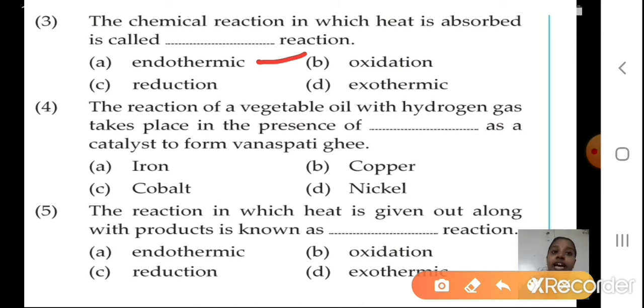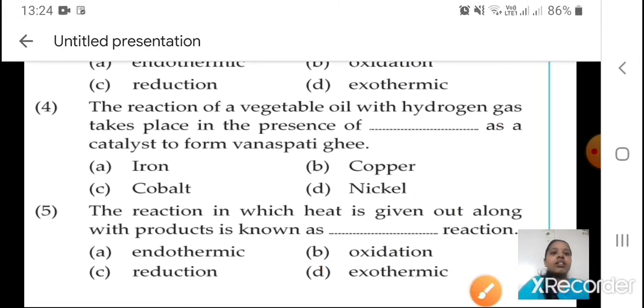The reaction of vegetable oil with hydrogen gas takes place in the presence of dash as a catalyst to form vanaspati ghee. Which catalyst is going to be there, students? Tell me. Nickel catalyst. Next, the reaction in which heat is given out along with products is known as a dash reaction. Heat is given out, so guess. It is going to be an exothermic reaction because heat is given out. Students, did you understand this?